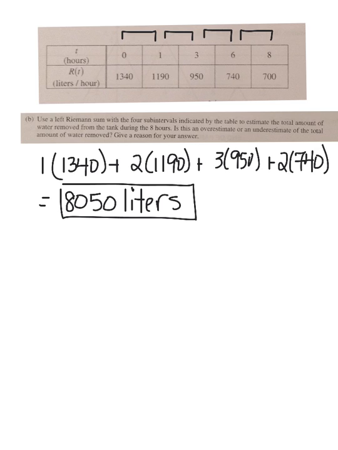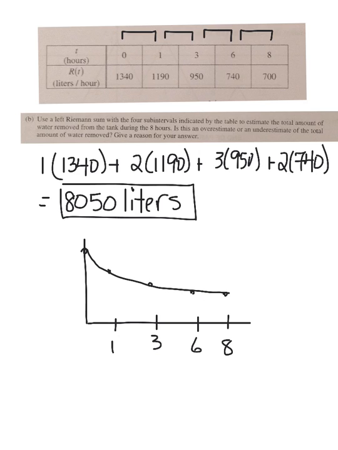Okay, now this was a two-part question because the second part says, is this 8,050 an overestimate or an underestimate for the total amount of water removed? So you know me, I always like to draw a picture. It can just be a rough sketch, but we're going 1, then 3, then 6, and then 8. And here's the most important thing, guys: it doesn't have to be the most gorgeous picture, but you can see that my graph is decreasing.